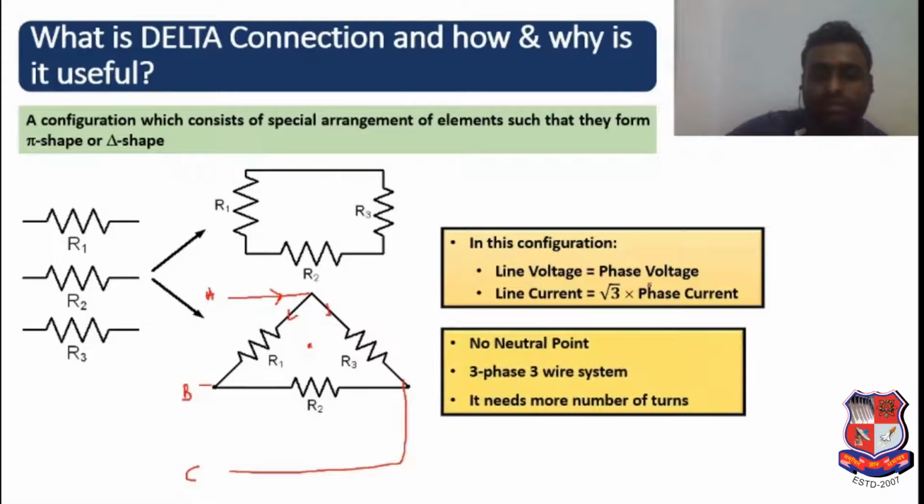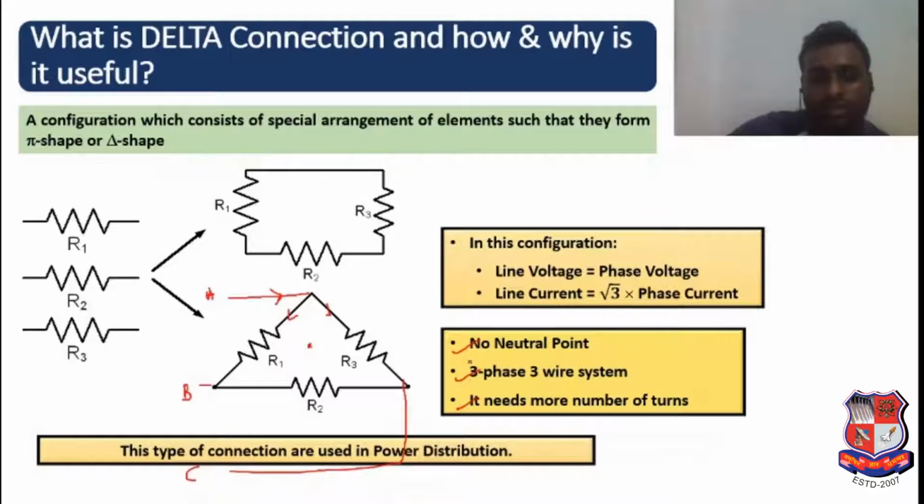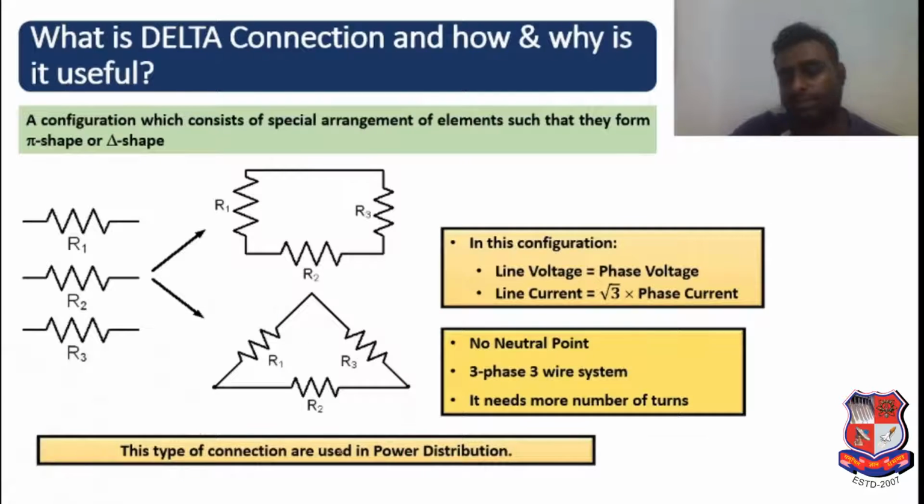Okay, similarly there are some more important features: no neutral point is available, it is a three phase three wire system, and it needs more number of turns. Application is that it is used for power distribution. So this is an important point: application of delta connection is on the distribution side, whereas application of star connection is on the transmission side.